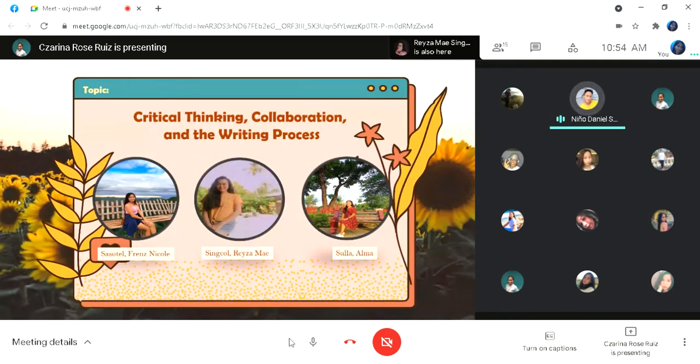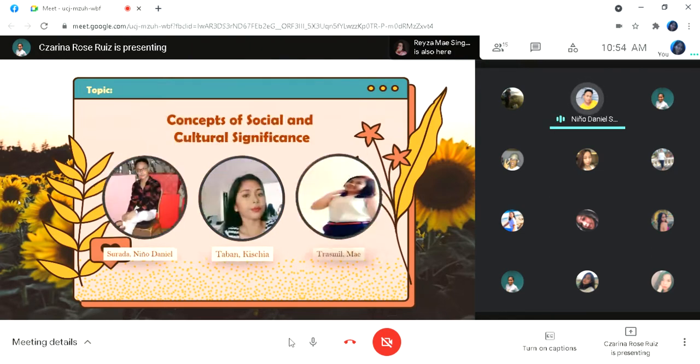So for the second topic, which is the critical writing collaboration and the writing process, this will be delivered to you by the super cute and lovely Miss Franz Nicole Sasotel. Then the sweet and daring Miss Reza May Sincol. And of course, hindi pa huhuli, the lady in a red floral dress, Miss Alma Sulia. All right, so they are the second batch of reporters.